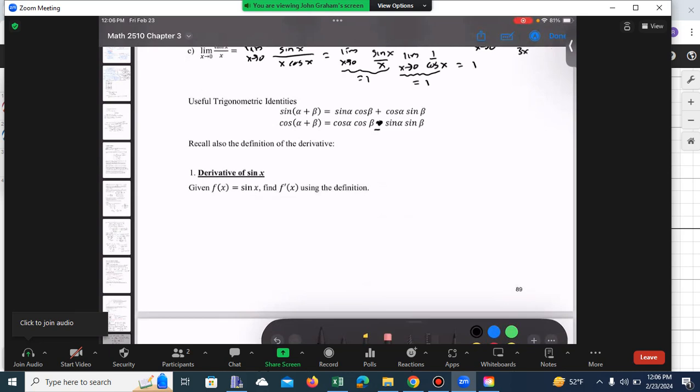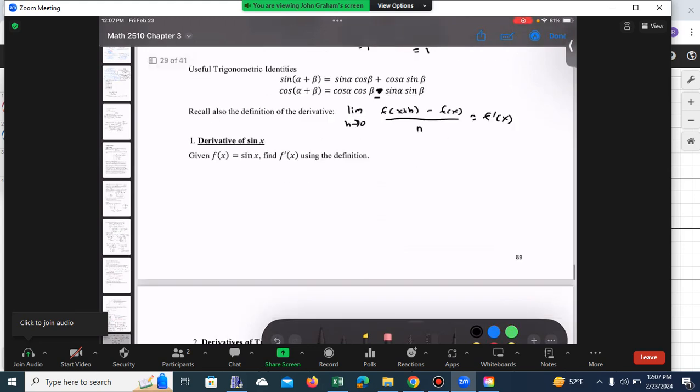All right, we're going to find the derivative of sine x now. Now we have everything we need. We're going to have to recall that the limit as h goes to 0 of f of x plus h minus f of x divided by h is our definition of a derivative. That's equal to f prime of x. All right, so we'll use that directly right off the bat.